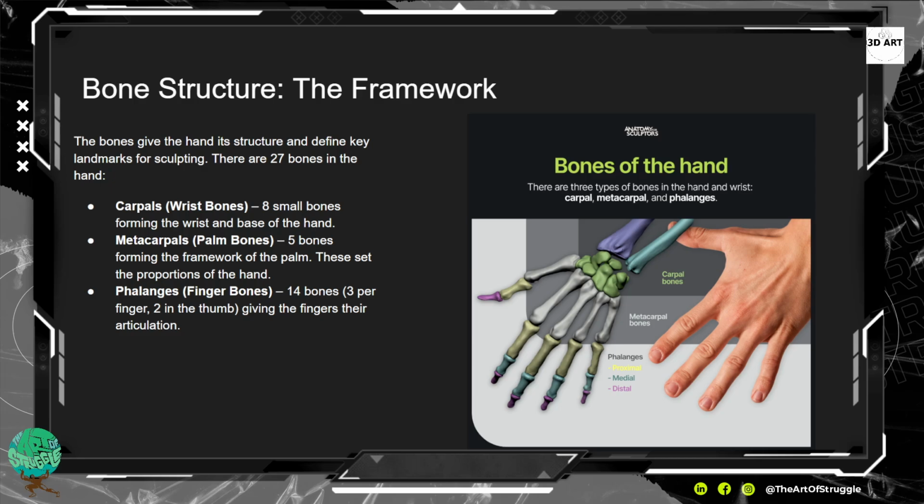So the bones give the hand its structure and define key landmarks for sculpting. There are 27 bones in the hand. All right, so we've got the carpals, which is your wrist bones, 8 small bones forming the wrist and base of the hand. So this is your carpal, right? When they say you have carpal tunnel syndrome, this is where they're talking about. All right. So then we have the metacarpals, the palm bones, which is 5 bones forming the framework of the palm. These set the proportions of the hand.